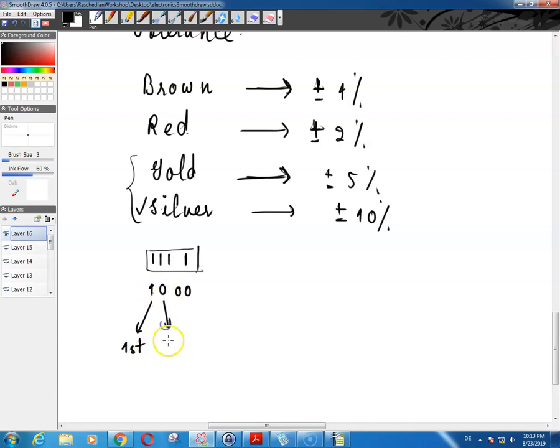This would be the first significant figure. This would be the second significant figure. This would be the multiplier. And this would be the tolerance, which is some color. For example, let's say that your tolerance is 10%. So you would have some color over here, which would be, for example, a silver. So let's do this resistor over here. Let me draw it over here.